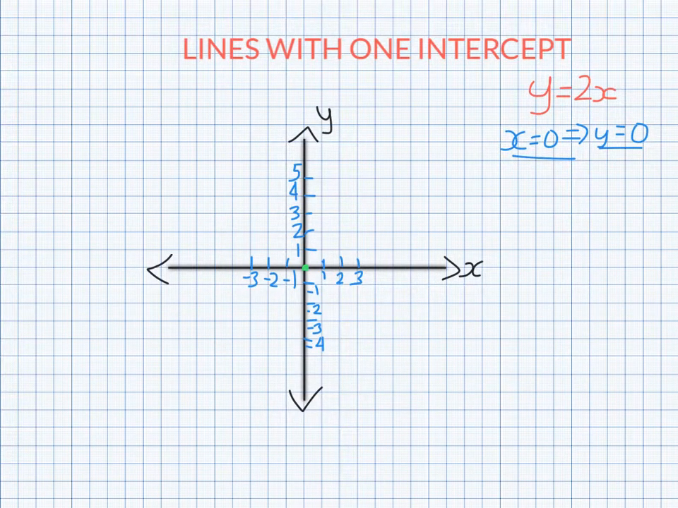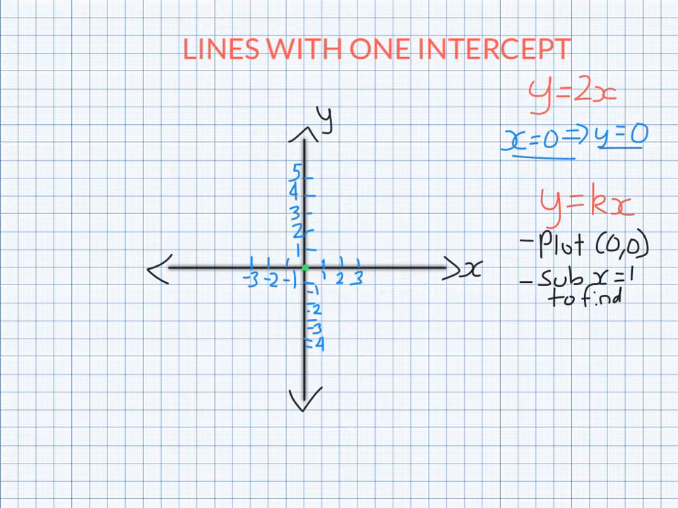But remember, we need a second point to be able to graph any line. So if we have something in the form y equals some number times x, we're going to plot the intercept at 0, 0. That's one point, but we can't find another intercept. So what you're going to do is sub x equals 1 to find the y value, and then plot that second point. That's how we're going to have to handle ones like this.